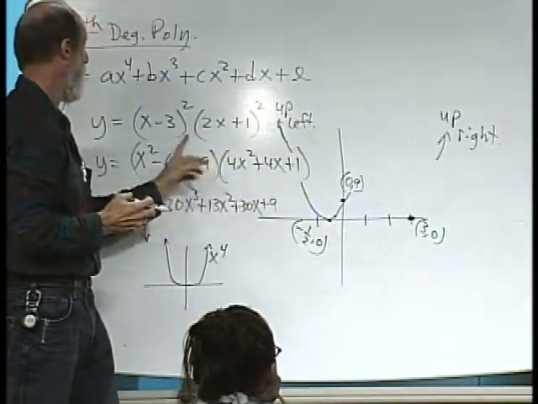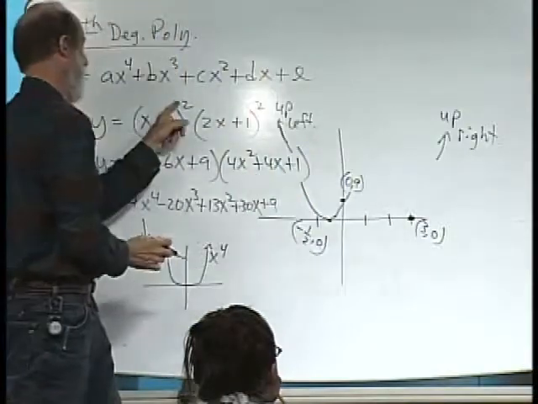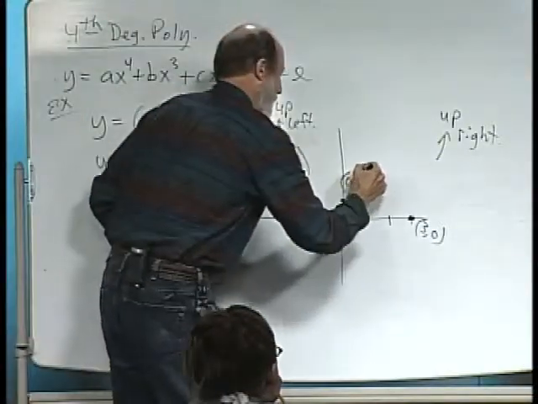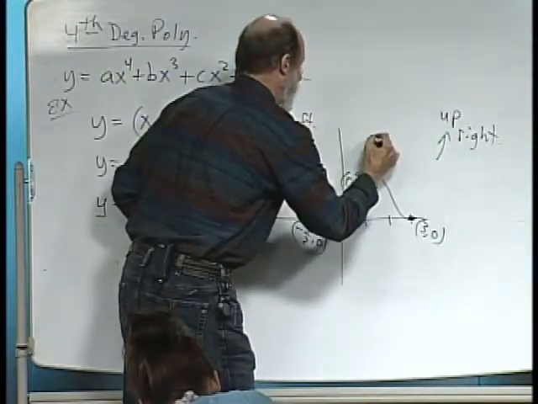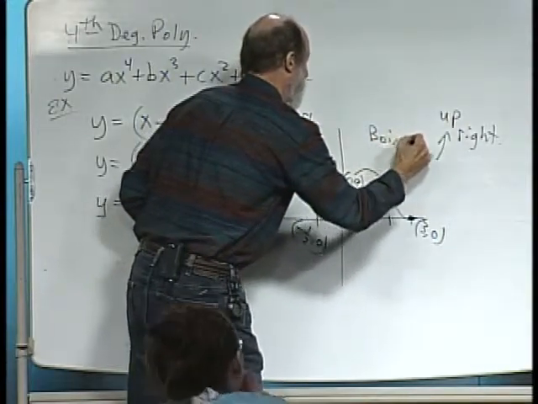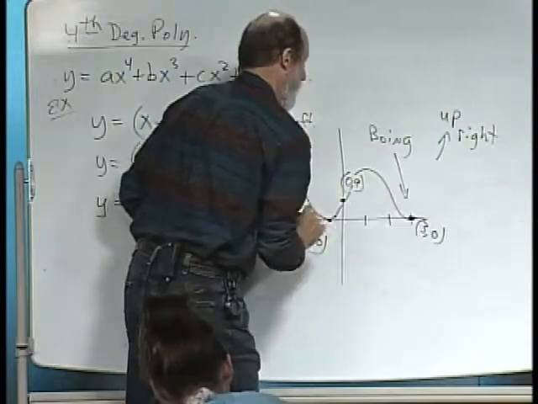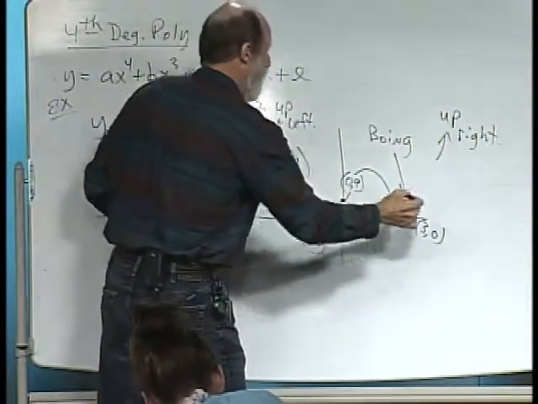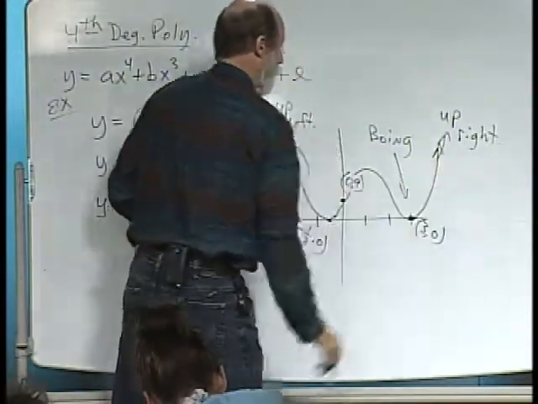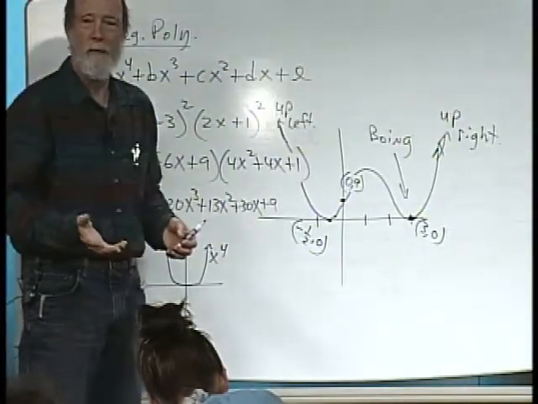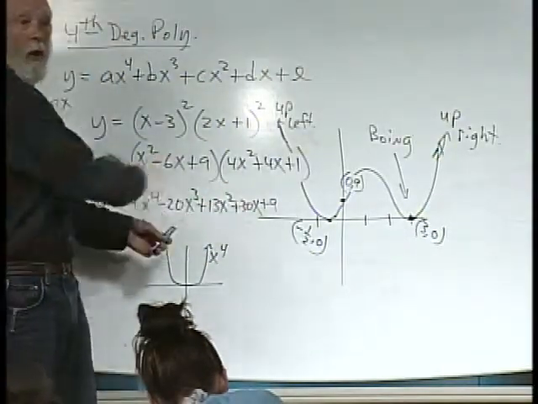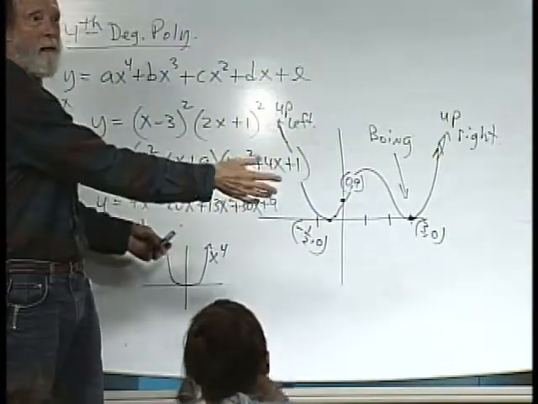Has to come back down, and at 3, here goes Tigger again. Boing. I'll write that up here. Boing. Right? And back up. There it goes. Kind of reminds you of a W. Domain, still all real numbers. All real numbers, left and right.